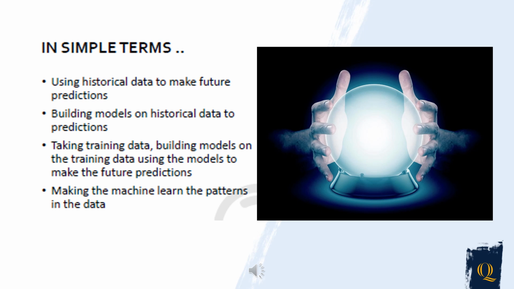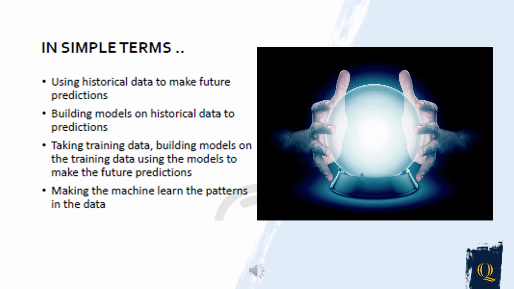First, we gather historical data and use it to identify patterns or trends. We then build models based on this data, which are essentially mathematical representations of the relationships within the data. Once we have our models, we can train them on a set of data. This is called training data. The models learn from this data, recognizing the patterns and making associations.